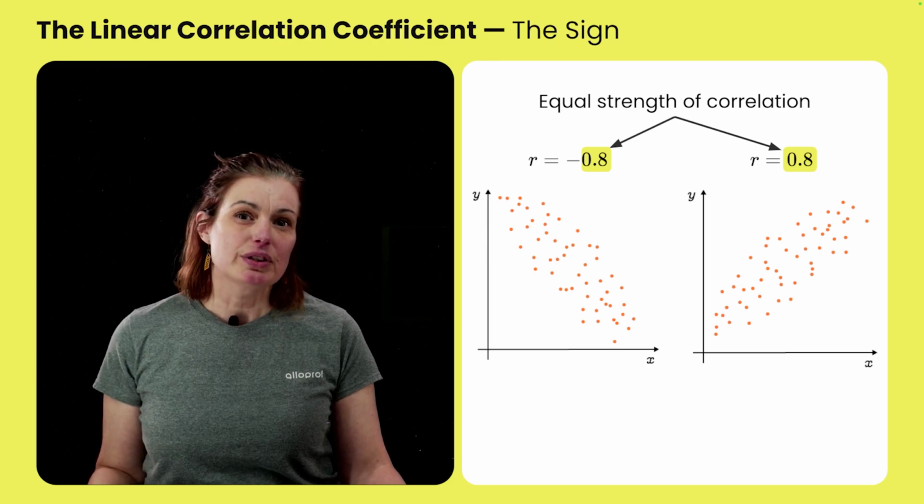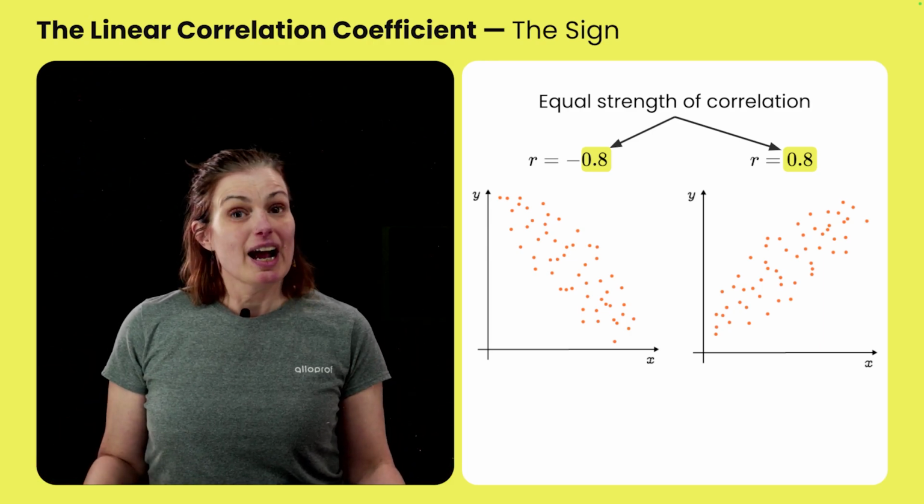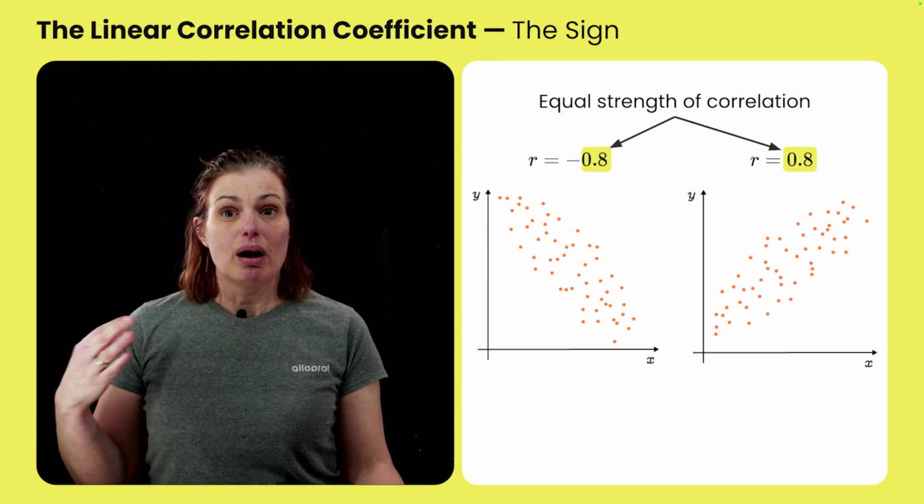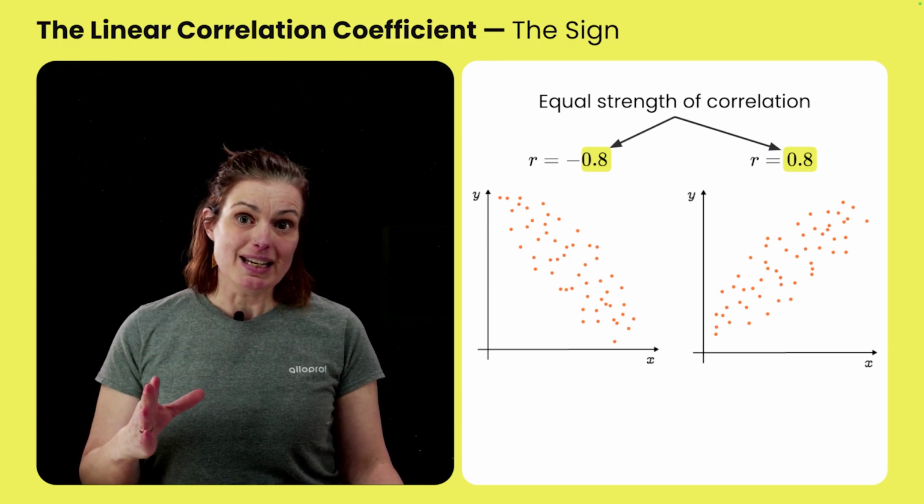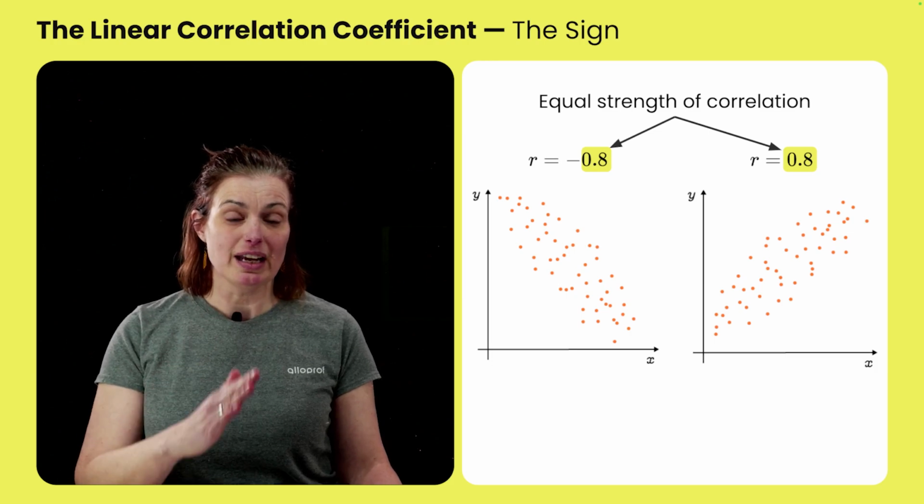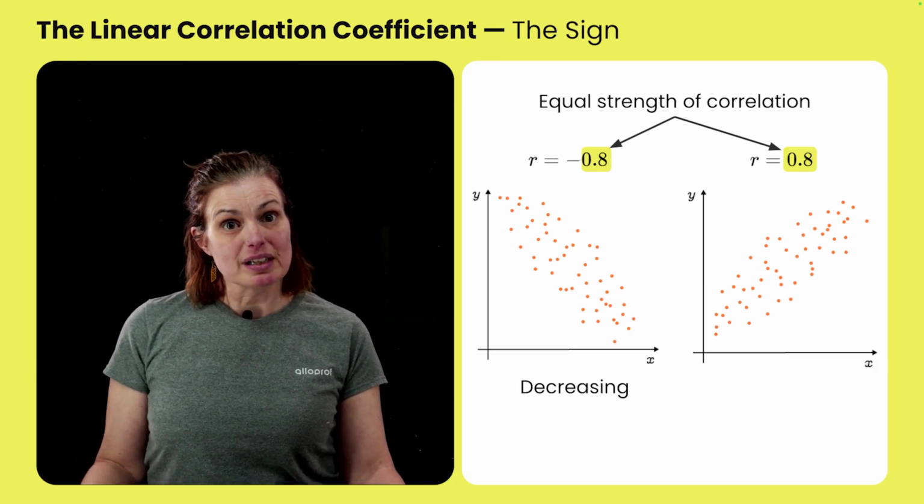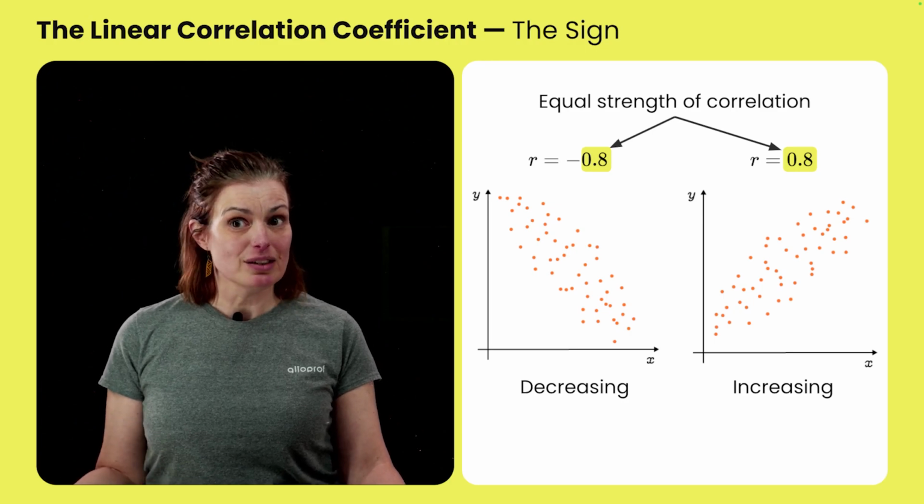It's really important to note that those R values are actually equal in strength. So an R value of negative 0.8 is equal in strength to an R value of positive 0.8. The difference is that the negative R value is going to be decreasing and the positive R value is increasing.